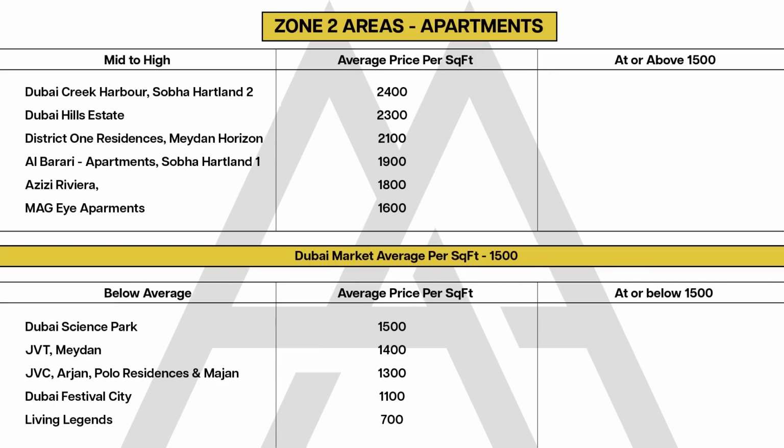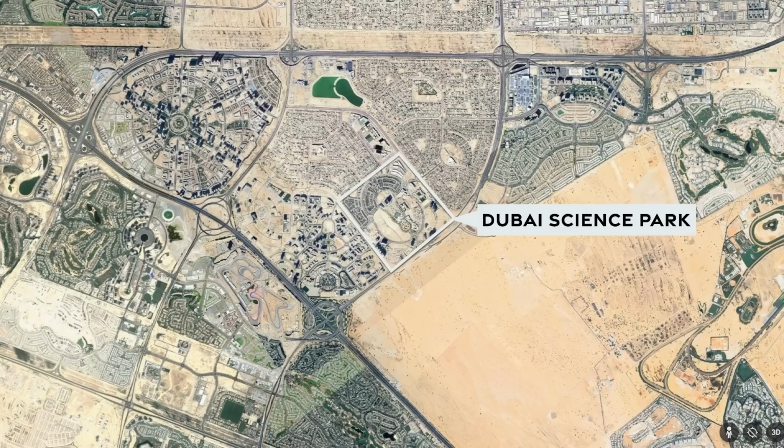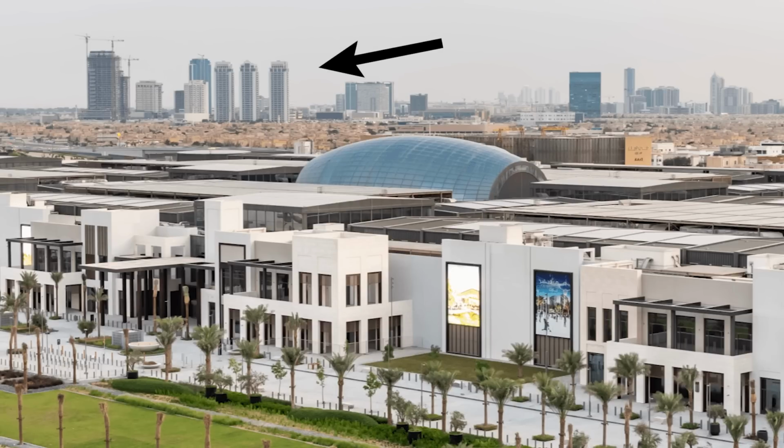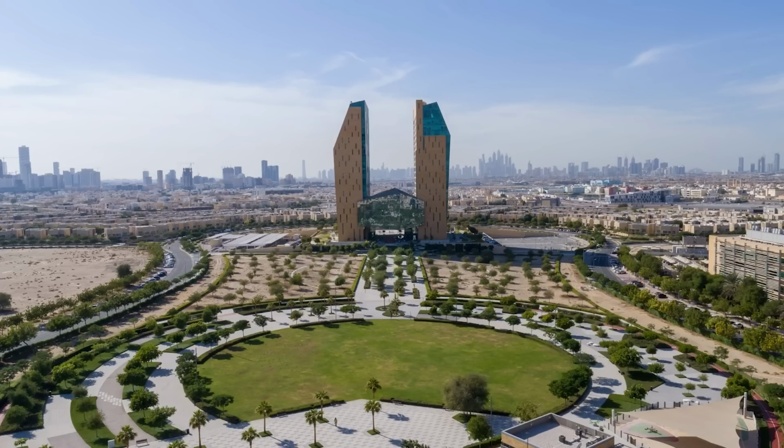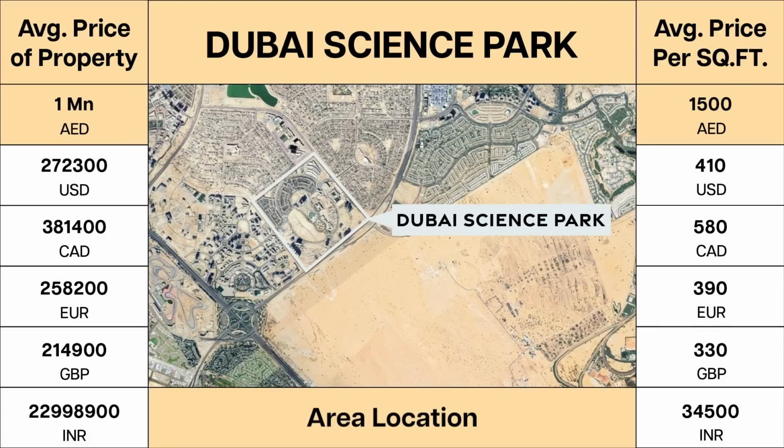Now moving on to the areas which are below the Dubai market average, starting with Dubai Science Park. Next to Dubai Hills Estate, across Al Khail Street D63, is the area known as Dubai Science Park. It has a scientific research institute, and lately a lot of new projects have been launched in this area by private developers. Average price per square foot is just at the market average of 1500 dirhams.